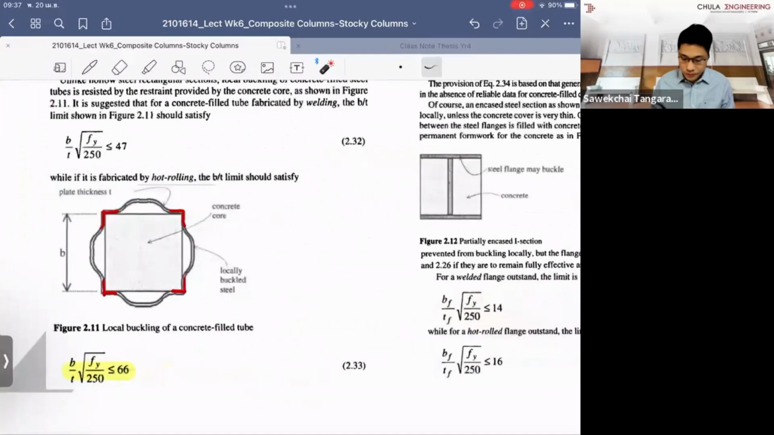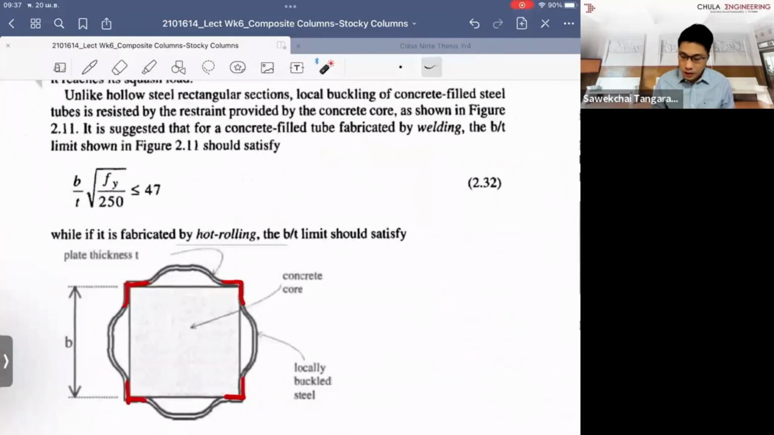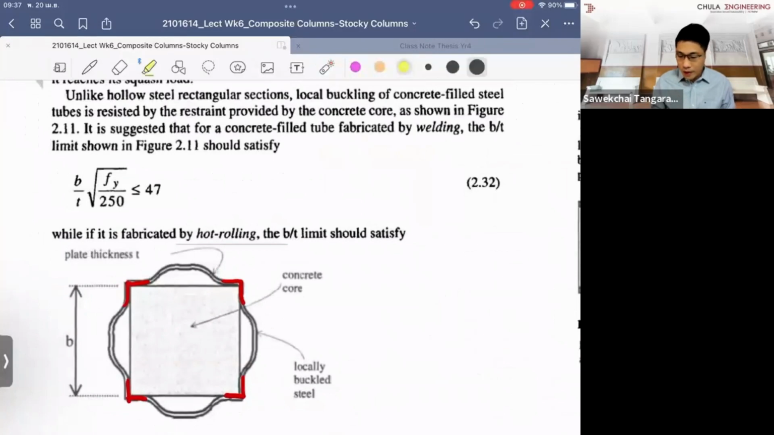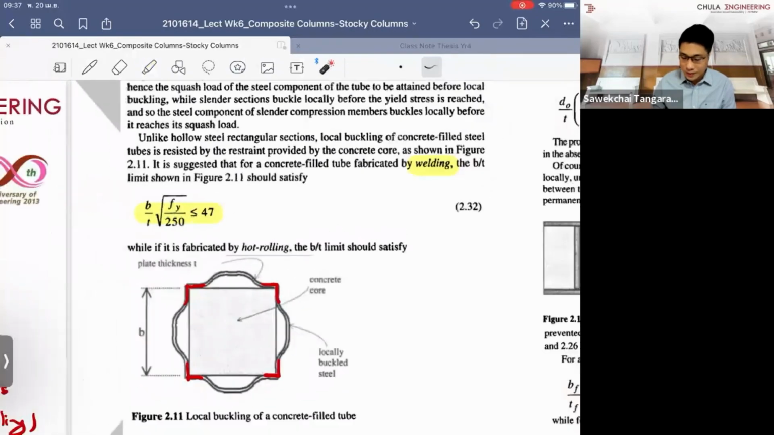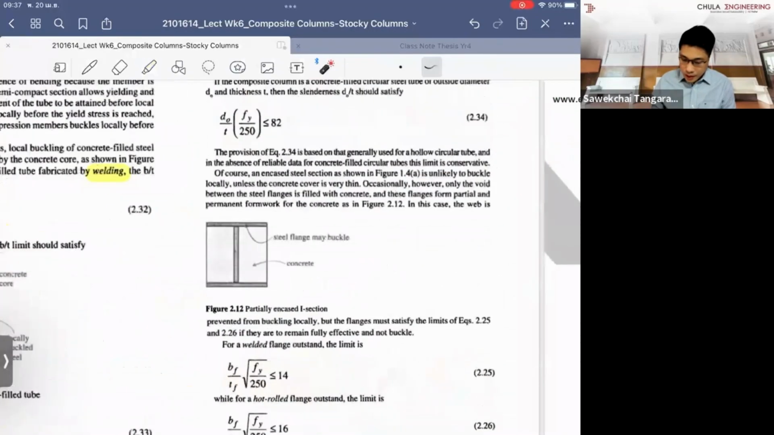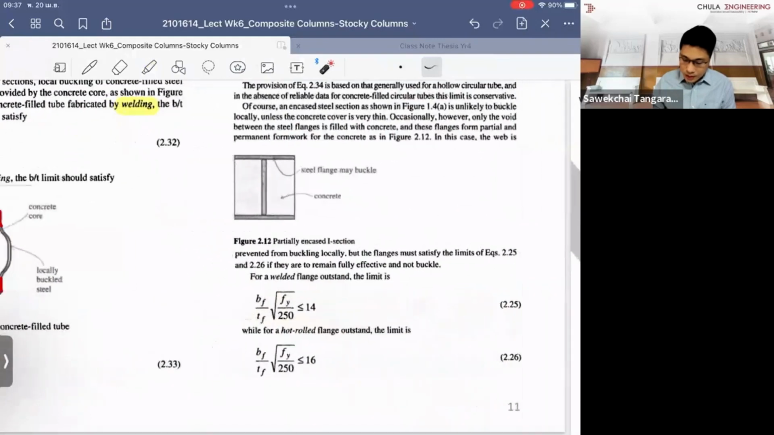And we use this for the hollow section, for the infill concrete columns. And in the case of a built-up section, where you do your own fabrication and don't use the standard section, we might reduce the slenderness limit of the sections here from 66 to 47. And that has been discussed as well.